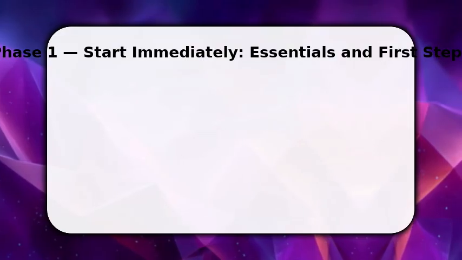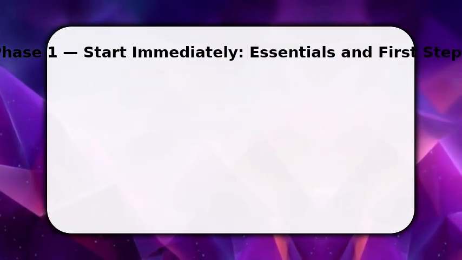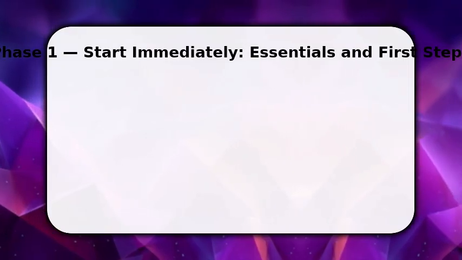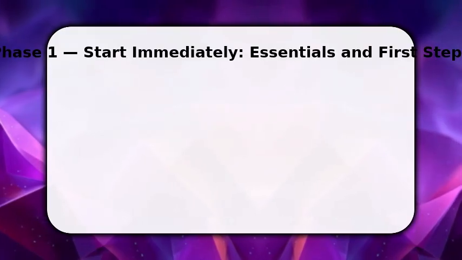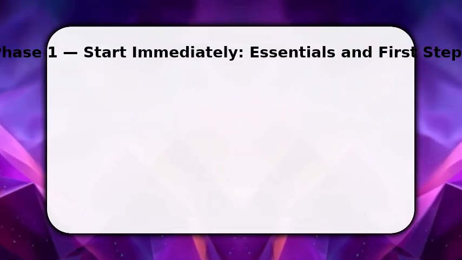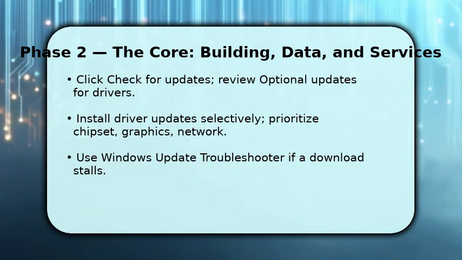Once backed up, open Settings, go to Windows Update and check for updates. This initiates downloads immediately. Make sure you have about 10 to 20 GB free. If not, remove large apps or temporary files, and then continue. Once Windows finds updates, let downloads begin and monitor their progress.